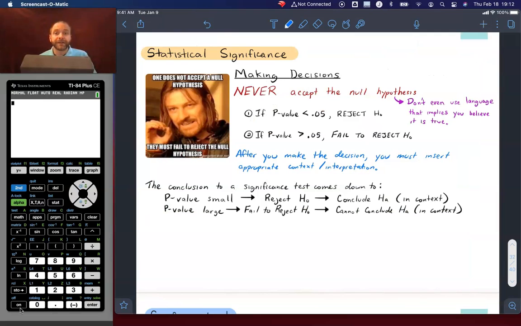So here's some notes for me. One does not accept a null hypothesis. You must fail to reject the null hypothesis. So never accept the null. Don't even apply it. If the p-value is less than your alpha, and I'm just showing you an example here, 0.05, you reject the null and you conclude the alternative in context. If the p-value is greater than or equal to the alpha, you fail to reject the null, and you do not have enough evidence to conclude the alternative in context. So after you make the decision, you must insert appropriate context and interpretation in there.